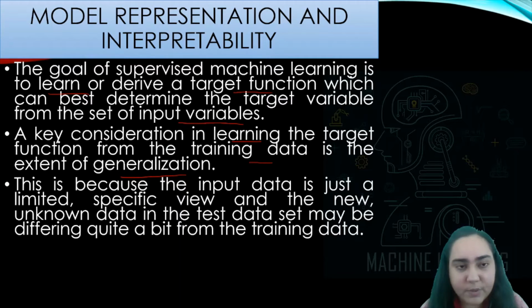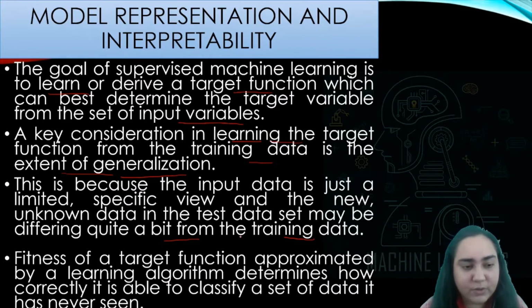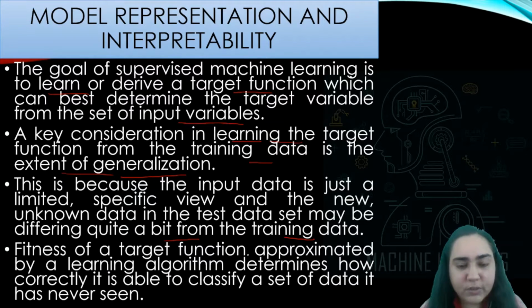So the key concept or the goal of the whole machine learning process is to learn or derive a target function. And in deriving a target function or in learning, you can increase that by seeing the extent of generalization. So input data is just a limited and specific view, and the new unknown data may not be of the same form as the training data that you have used. So fitness of a target function is approximated by a learning algorithm. It determines how correctly it is able to classify a set of data it has never seen, right?